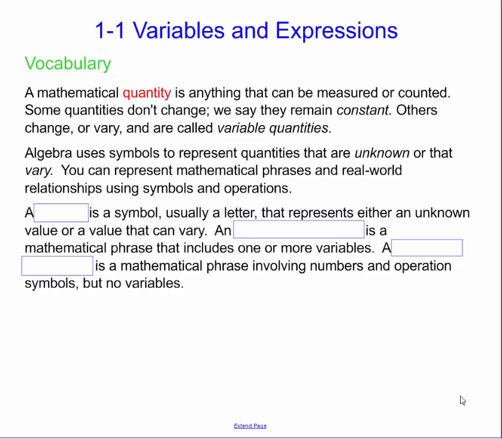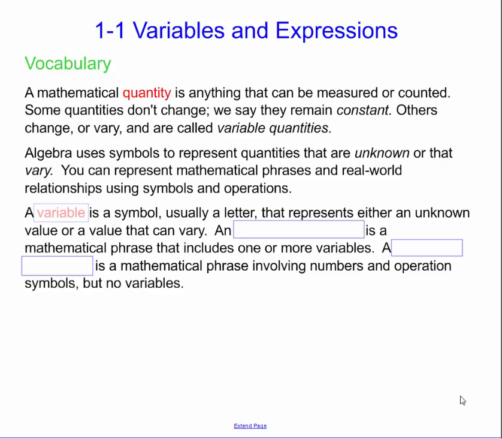That might be the number of people in your house. That changes at different times during the day. Algebra uses symbols to represent quantities that are unknown or that vary. You can represent mathematical phrases and real-world relationships using symbols and operations. We're going to be practicing a lot of that in this section.